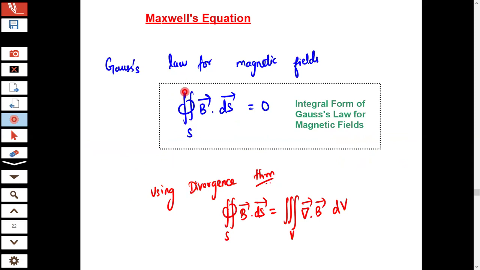Then we can write the Gauss law for magnetic fields in integral form and differential form. Those two equations form Maxwell's equations. So if we consider magnetic flux around a closed surface, the integration is equal to zero in integral form. This is the Maxwell's equation from Gauss law for magnetic fields in integral form.